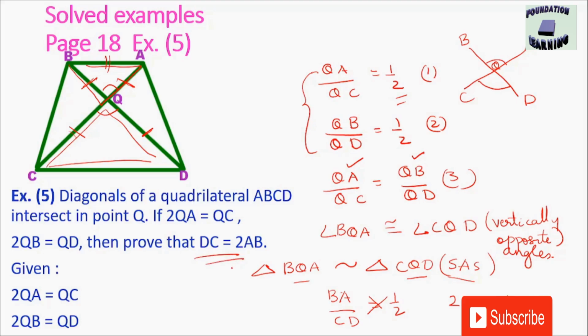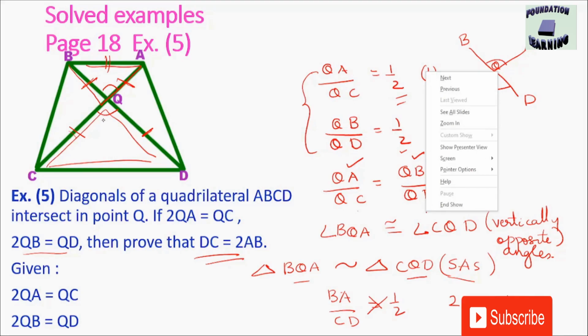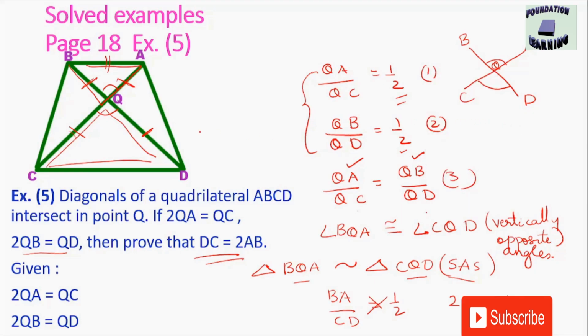Understood? First, what we found? We found that the ratio of QA to QC is 1 upon 2. Second one, QB is to QD, the ratio is 1 upon 2. Then we found that since the ratios of both are equal to half, therefore QA upon QC is equal to QB upon QD. Then the angles included between the two sides are congruent. Why were they congruent? Because they are vertically opposite angles. Therefore, triangle BQA is similar to triangle CQD, because of the SAS test of similarity.